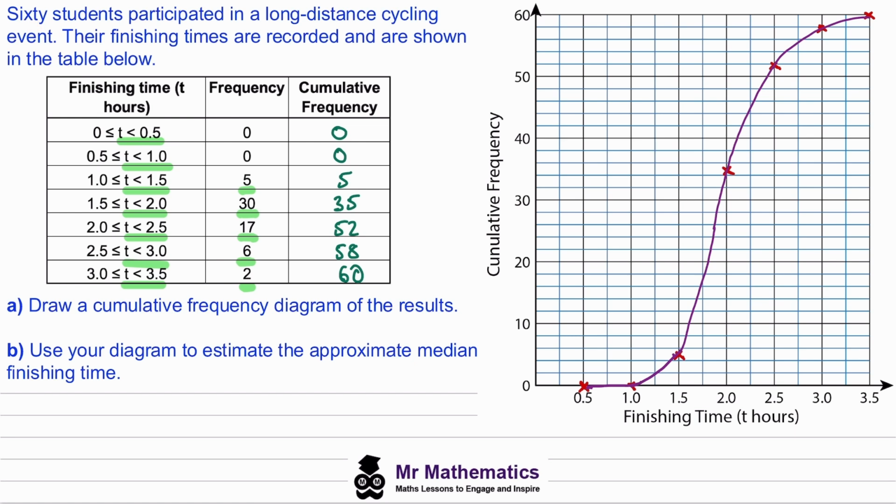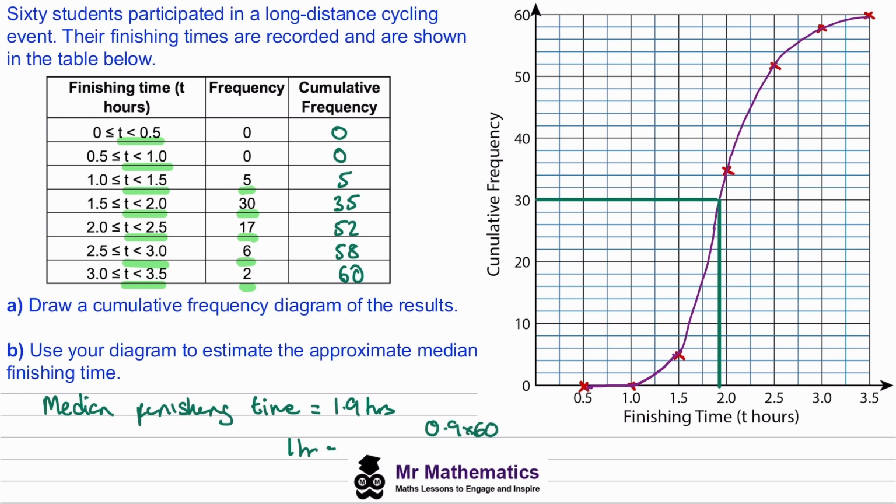So what we do is we draw a line from a cumulative frequency of 30 to the curve, and then down from the curve to the horizontal axis. So it looks something like this. Then we can read off this value. So the median finishing time is about 1.9 hours. And we can convert this into hours and minutes. We'll have 1 hour, and 0.9 of an hour is 0.9 times 60, which is 54 minutes.